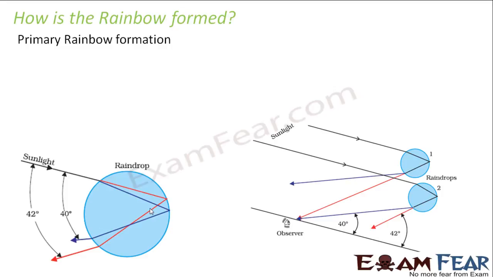So let us first look at the primary rainbow formation. How is a primary rainbow formed? It is a stepwise process. Generally, as I mentioned, a rainbow is formed after a rain. So when there is a rainfall which had taken place, that means there will be some raindrops already present in the atmosphere. Some water droplets will be present in the atmosphere. I also mentioned that it is formed only when some part of the sky is sunny. That means sunlight is present.